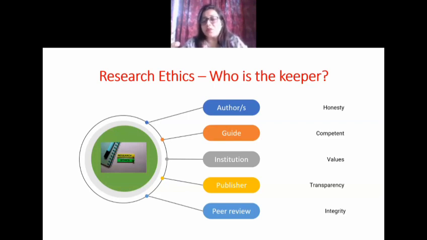An institution must list out its values. What is this institution standing for? What is the research ethics statement of this institution? Or what is the research integrity declaration of this institution? That must be announced, declared, and abided by. So the institution should uphold the values which they pronounce and declare in the public realm.